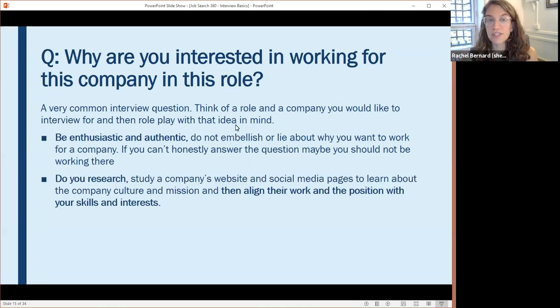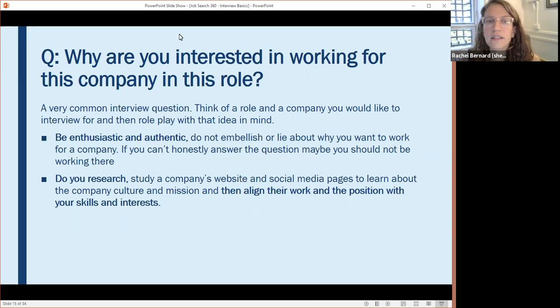You need to do your research so that you can answer that question, because if you don't know very much about the company, then you simply can't have an enthusiastic and authentic answer. And also to understand really what the role is, because this is also where they're testing you. If what you say doesn't align with the company's mission, or if what you say about why you want this role doesn't really align with what the role is, that's going to be a red flag.